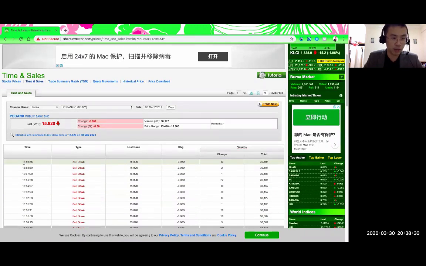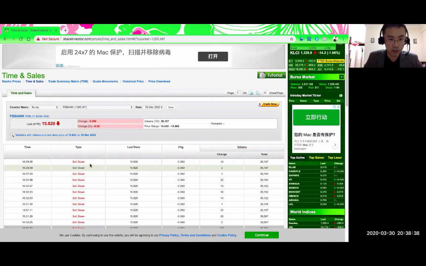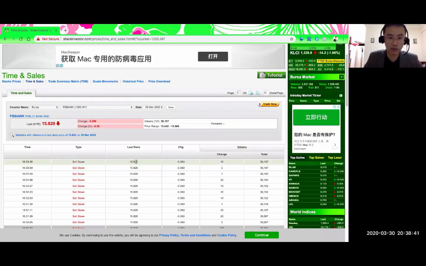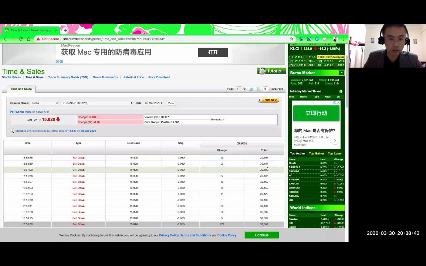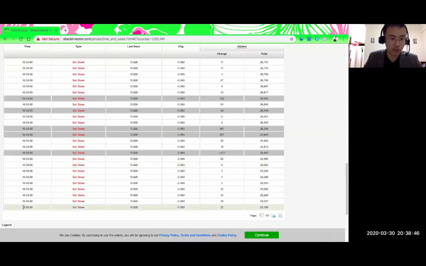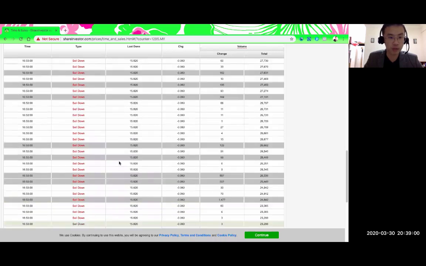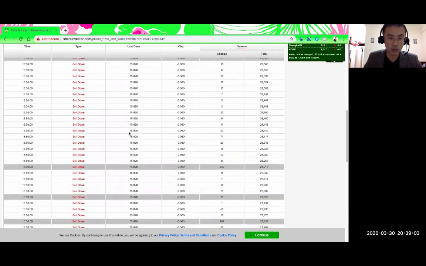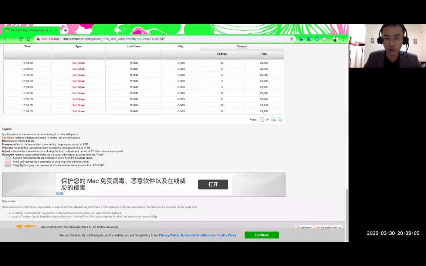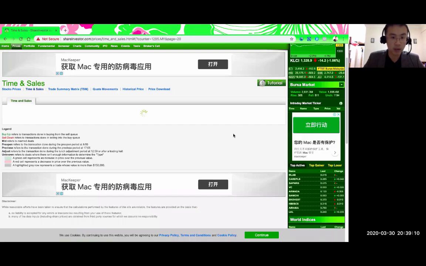At about 4:59, there are people who sold down to match the price at 15 ringgit 82 cent, and so on. Let's go to the bottom. At 4:50 p.m., the change of volume is 32. There are 32 lots that got sold down to transact at 15 ringgit 82 cent. Of course, this is a theoretical last closing price, so all the prices are the same. But you can go to, let's say, page 20 to see the earlier time.